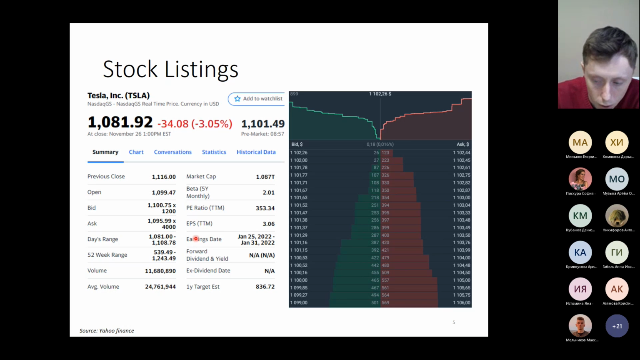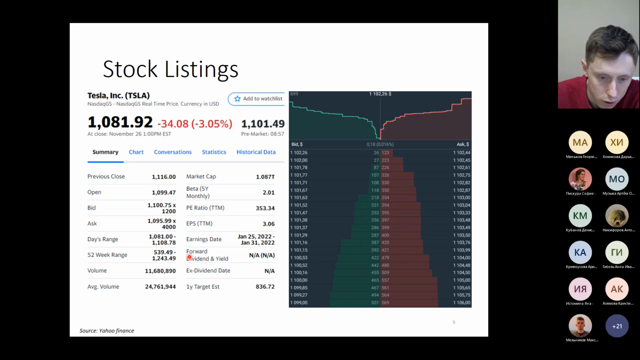Earnings per share, we will discuss it again in more detail. This is the estimation of the profitability of the firm. Earnings date is when the next announcement would be made regarding the quarterly earnings.